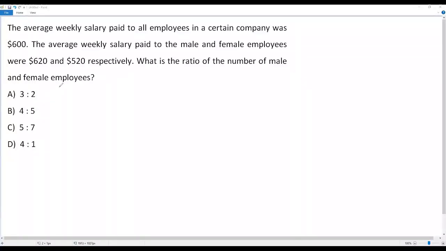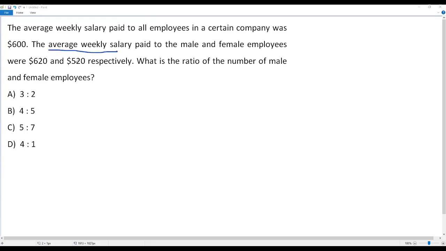Here we have a SAT math problem. Okay, let's cover the question. The average weekly salary paid to all employees in a certain company was $600. The average weekly salary paid to the male and female employees were $620 and $520 respectively. What is the ratio of the number of male and female employees?